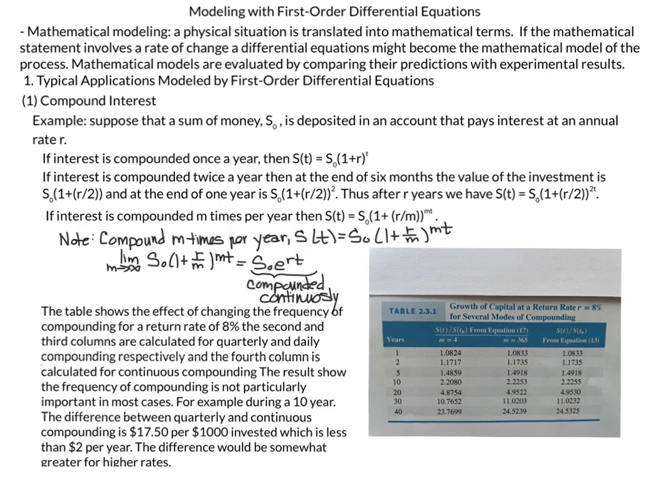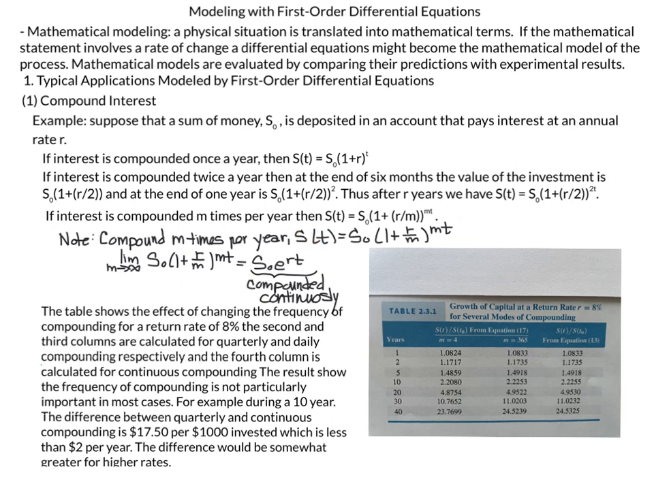So to compound m times a year, our formula would be S of t is equal to S naught times (1 + r/m) to the mt. And I have a little bit of a derivation here. But anyway, the limit as m goes to infinity of this formula gives us S naught e to the rt, which is our compounded continuously formula. So this is kind of nice to see.